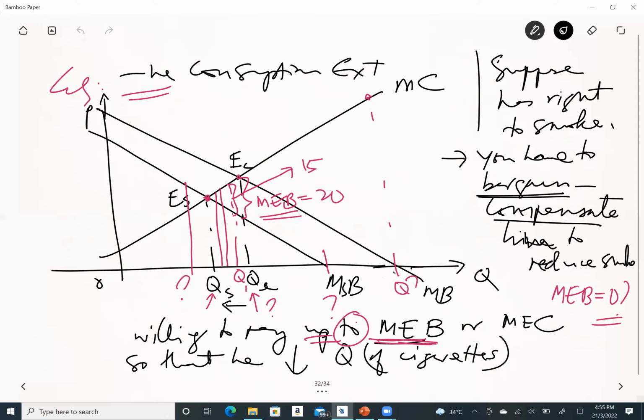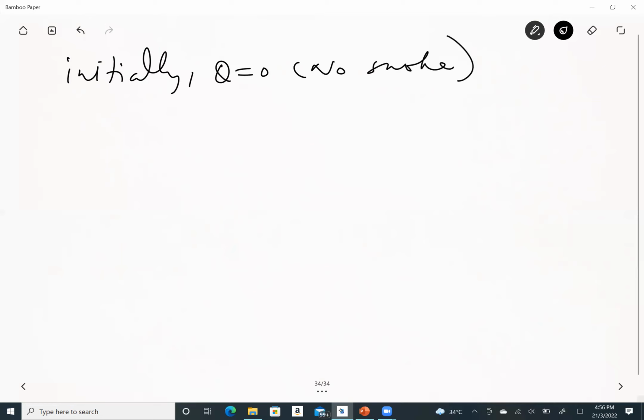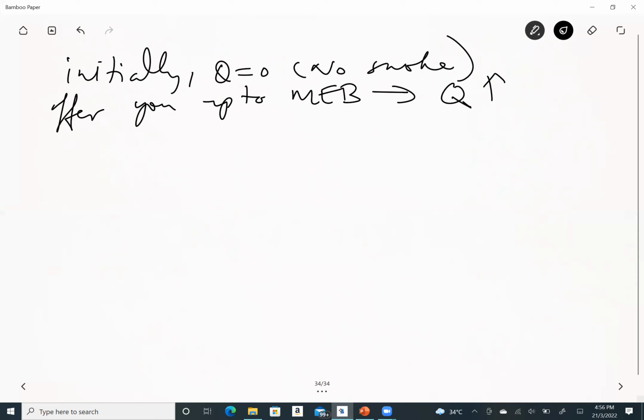Now, if you have the right to clean air, that means initially what? Initially, there is no smoke. Okay, Q equal to 0. No smoke at all, because you have the right to clean air. Okay, now he wants to smoke. So now he has to what? He has to bargain and offer, okay, you up to what? MEB, so that he can increase. He can have some cigarette to smoke. Okay, so that's how the bargaining works.